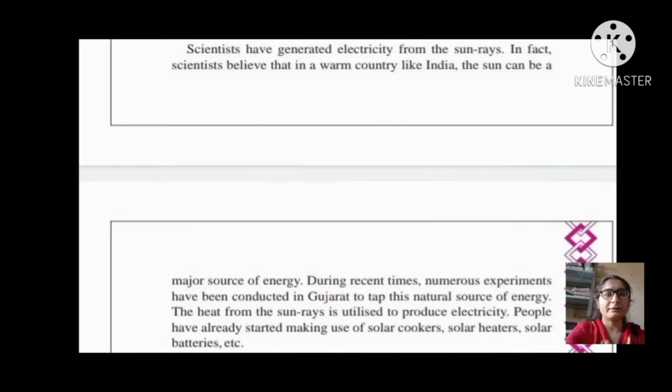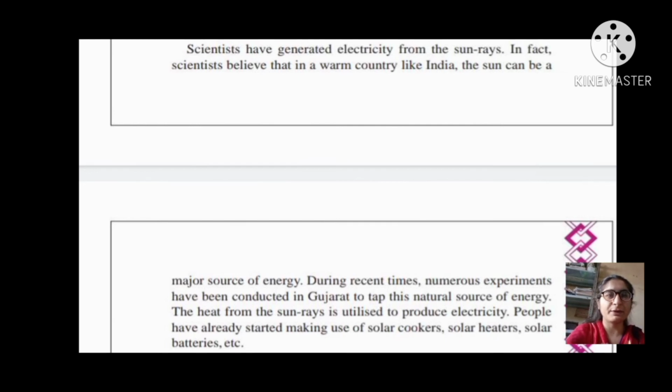Now we go further. Scientists have generated electricity from the sun rays. In fact, scientists believe that in a warm country like India, the sun can be a major source of energy. During recent times, numerous experiments have been conducted in Gujarat to tap this natural source of energy. The heat from the sun rays is utilized to produce electricity. People have already started making use of solar cookers, solar heaters, solar batteries, etc.